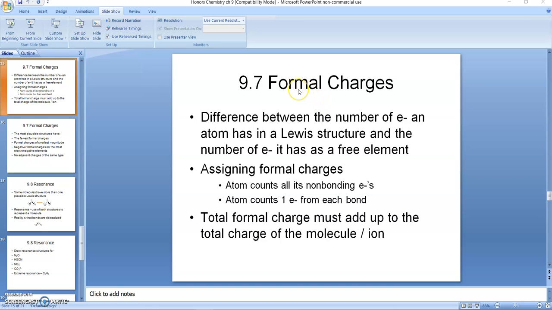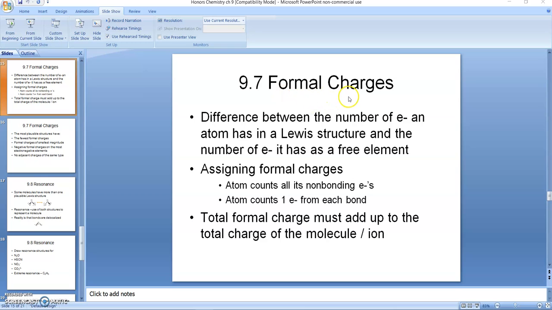Formal charges are fictional charges that we put on an element in a compound. They're not real charges. They don't exist. They're not there at all. We put them there only so we can keep track of who is electron deficient, who has too many electrons, or whatever. So again, they're bookkeeping. They're keeping track of electrons more than anything else.